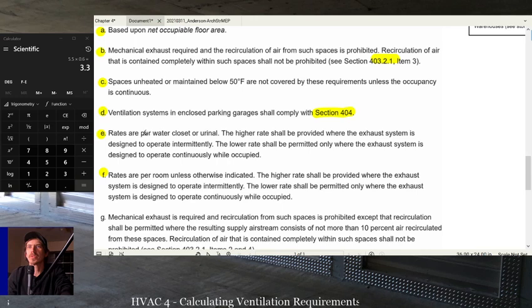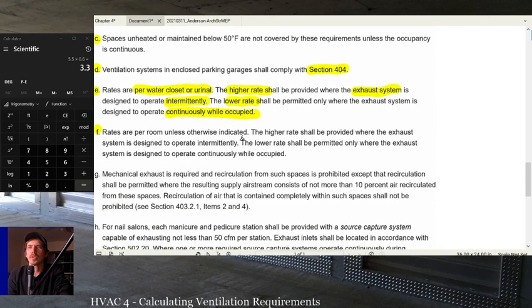E is for bathrooms, and rates are per water closet or urinal. So you'll see this under the exhaust side, and we'll look at that, but those airflow rates are per water closet or urinal. The higher rate shall be used where the exhaust system is intermittent. So the higher rate is used when the exhaust only comes on when there's people in the bathroom or the light switch is turned on or something. The lower rate is permitted where the exhaust system operates continuously while occupied. So if the exhaust system basically runs the whole time the building is occupied, you use the lower rate, and we'll talk about that specifically.